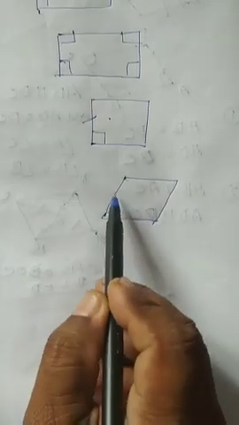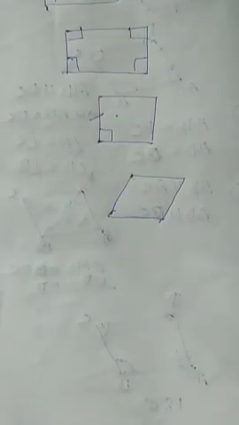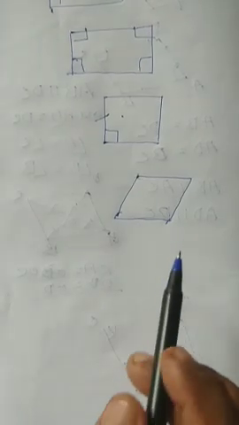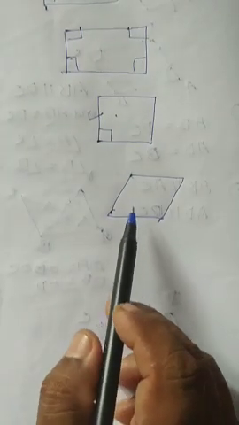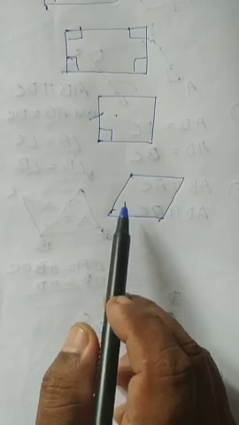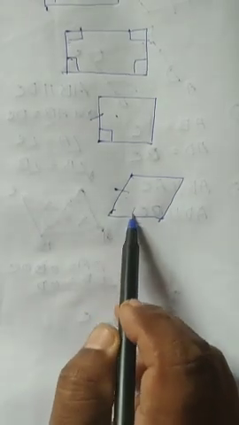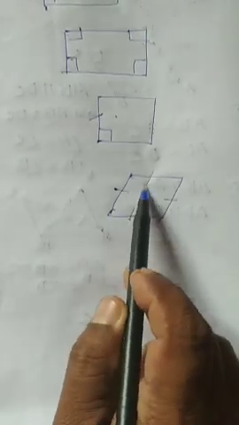Another is the rhombus. In earlier classes we studied that the four sides are equal and angles are not right angles. This is not the definition of a rhombus. A rhombus in Euclid's geometry is a parallelogram whose all sides are equal. If a parallelogram has all sides equal, then the parallelogram is said to be a rhombus.